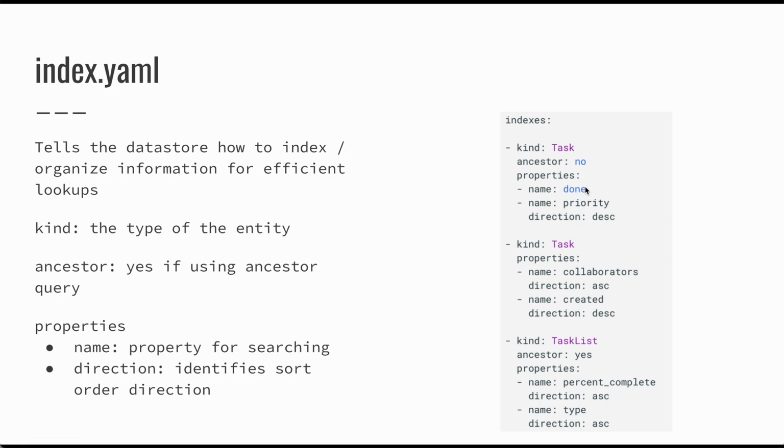The name is the property that you're going to use to match, and then the direction is the sort order for this particular kind of entity. And you can see some other ones. The second index is going to tell you for task entities, we're going to have a collaborators property, organized in ascending order. And then we'll have a created property, organized in descending order. So it's probably another task to retrieve information based on a particular set of users and a particular creation date. And then you have a list of tasks. So you might have a percent complete property we're accessing, and then a type of task list. So you can see how that corresponds.